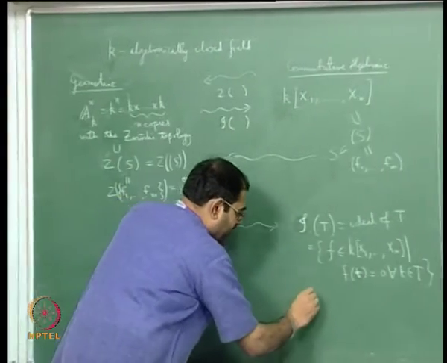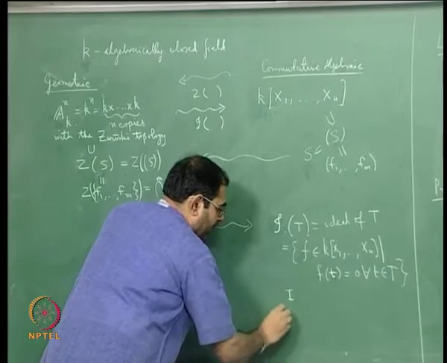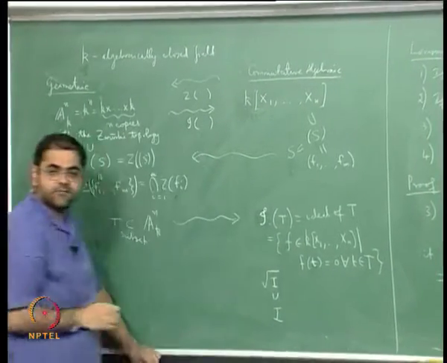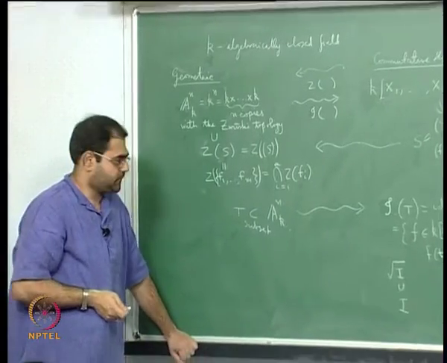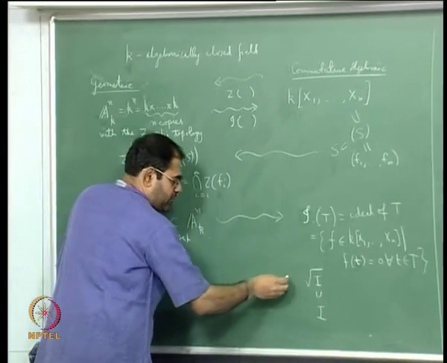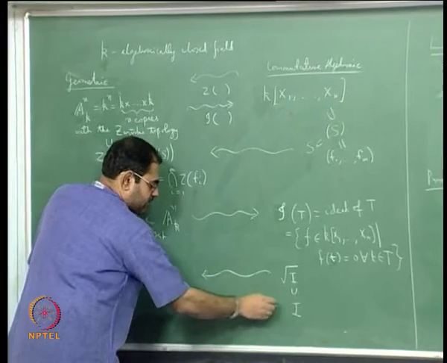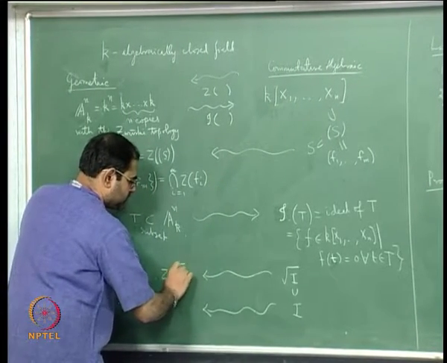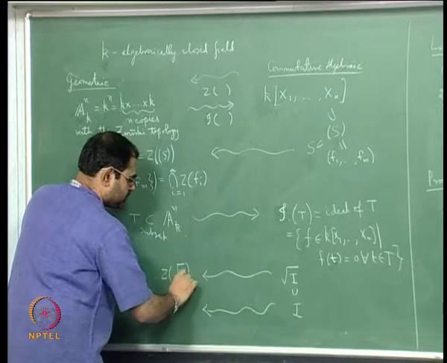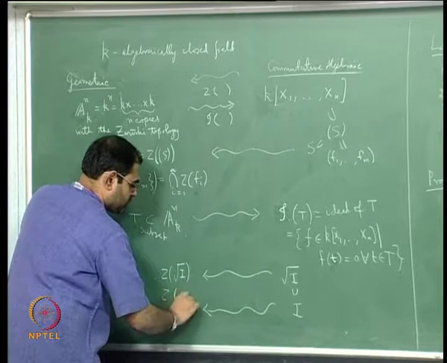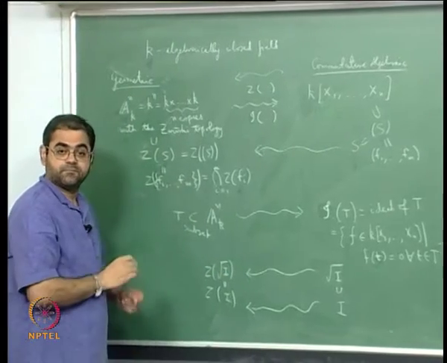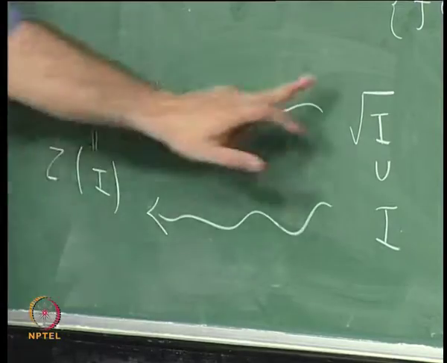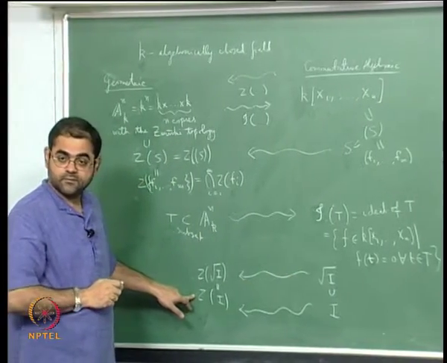So if I take I here, which is contained in its radical, every ideal is of course contained in its radical, okay, then both of these things go to the same thing, the zero sets are the same, the zero sets are the same, okay. So you have two different things going to the same thing here, okay.